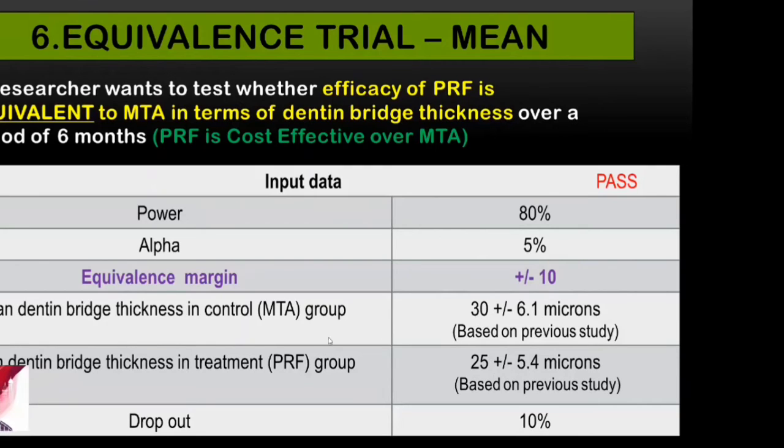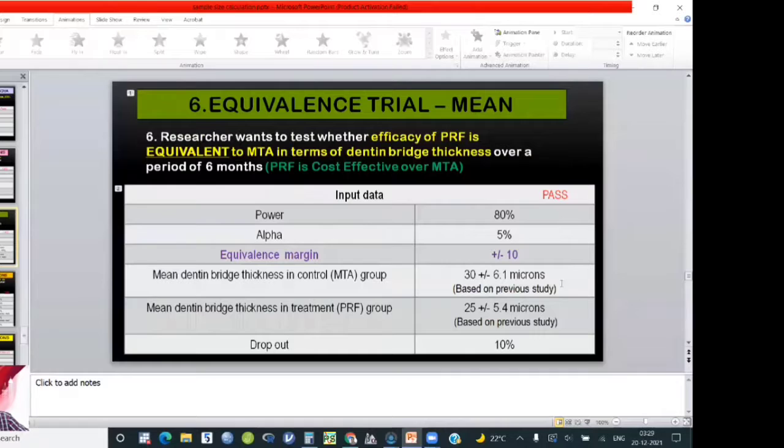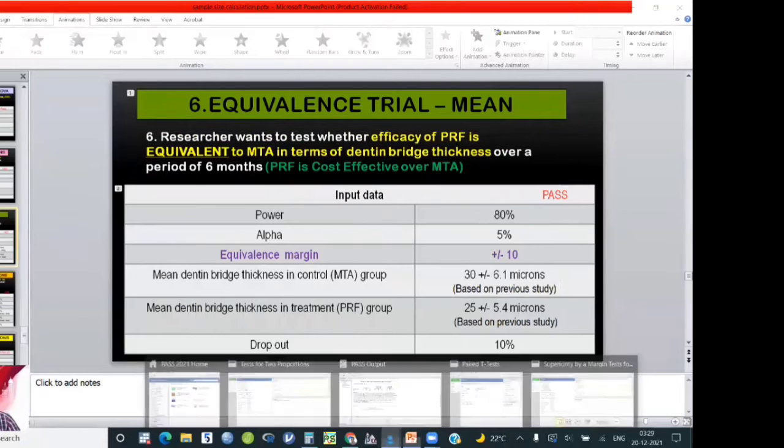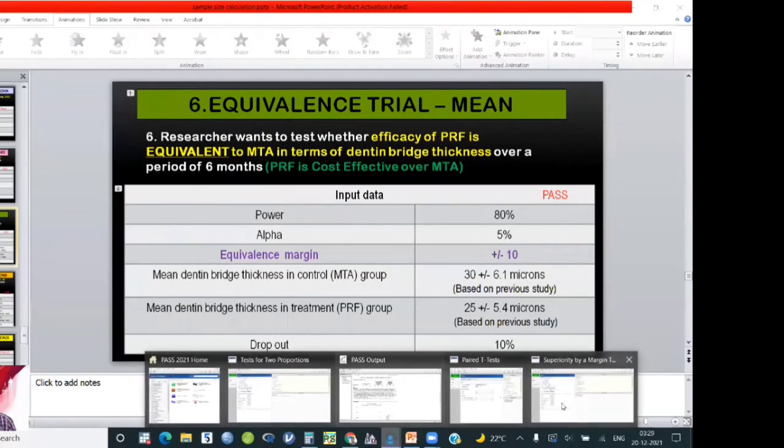Based upon the previous study, we came to know that PRF results in 25 microns thickness. See this, 30 and 25. It is lesser than that, but it is not lesser than our equivalence margin. Let us see, if we want to test the hypothesis, how many samples we need. Let me open the equivalence.